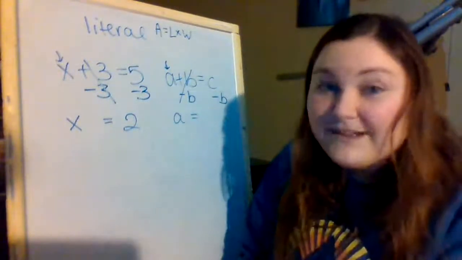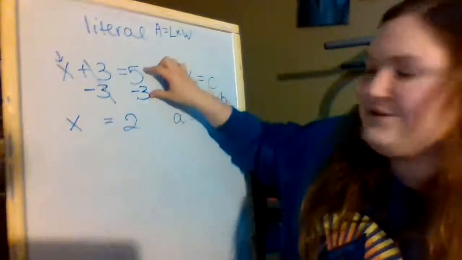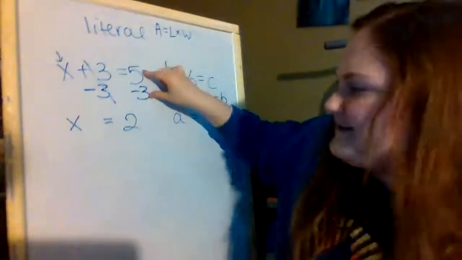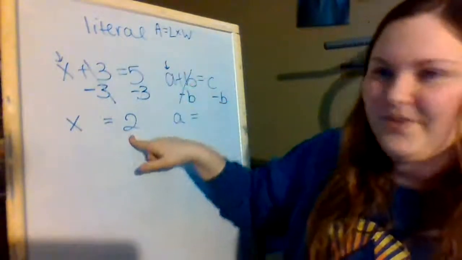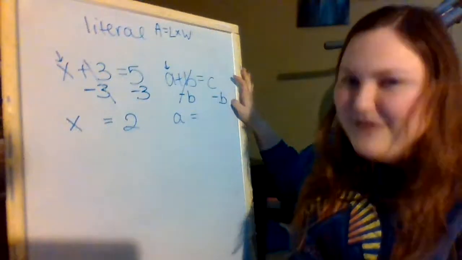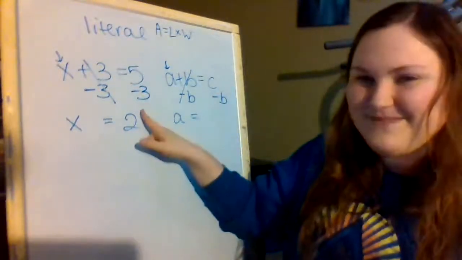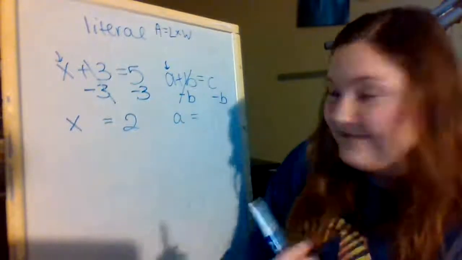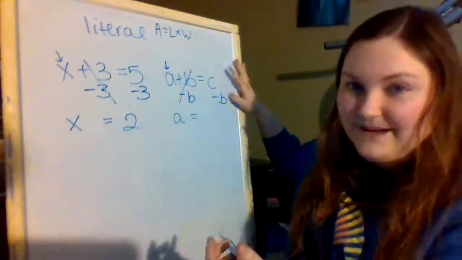The part where it's different is over here we had two numbers. You can subtract 5 minus 3. You can say 5 minus 3 is 2. With the literal equation, we've got c minus b. You can't subtract letters. It's not the same thing as this. So this is where it's different because we cannot do c minus b.